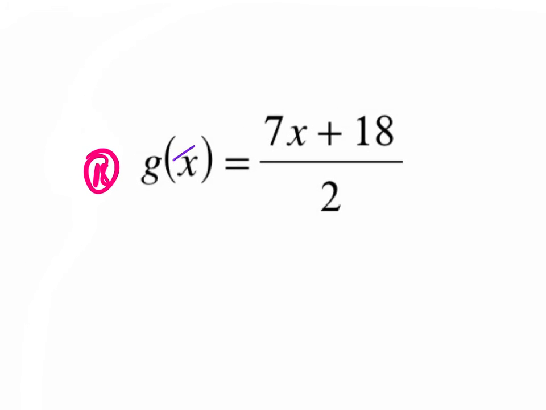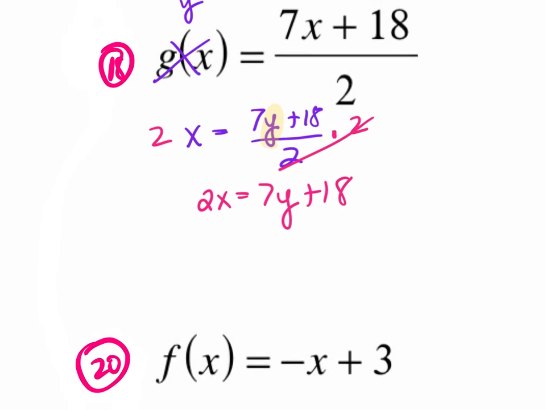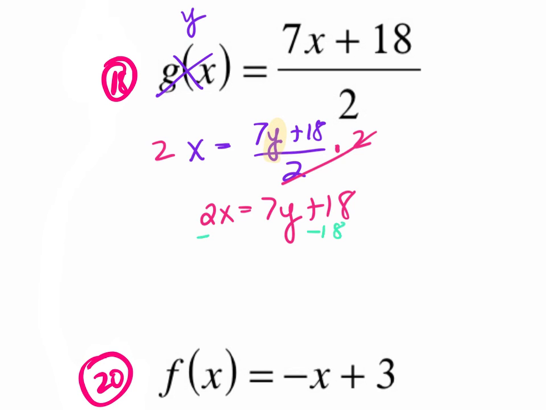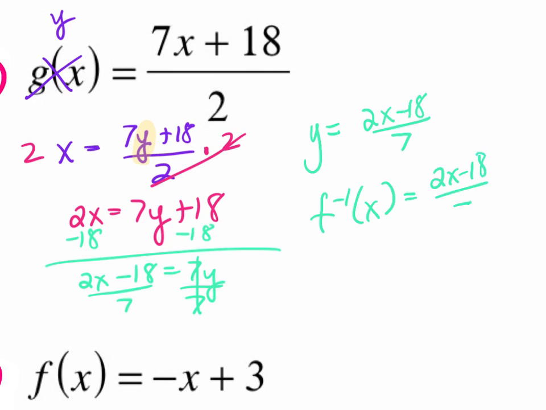All right, cross off g of x, make it a y. So I now have x equals 7y plus 18 over 2. There's a lot to do in this problem. We want to get y all by itself. So first thing I'm going to do is get rid of that denominator. Multiply both sides by 2. So 2x equals 7y plus 18. Still trying to get y all by itself, so let's subtract 18 from both sides. 2x minus 18 equals 7y. Still, y is not completely alone, so we're going to divide both sides by 7, and you're left with y equals 2x minus 18 over 7. And then my last step would be to write this as inverse function notation. So I have f negative 1 of x equals 2x minus 18 over 7.